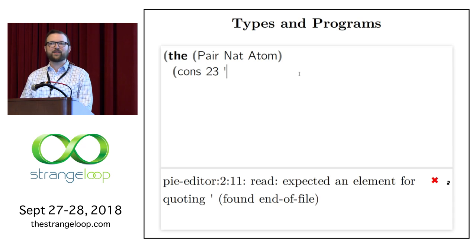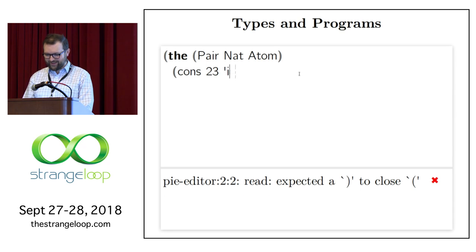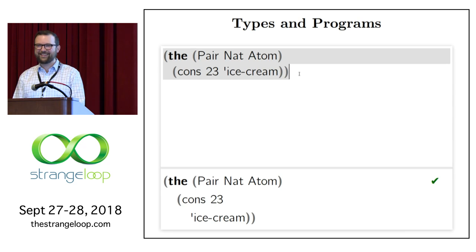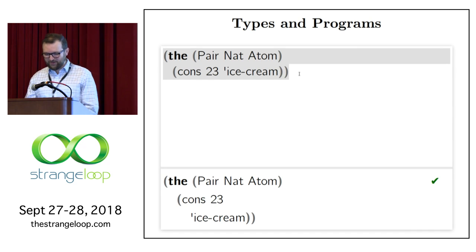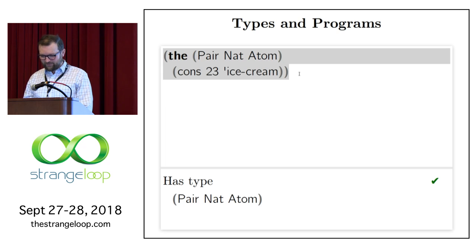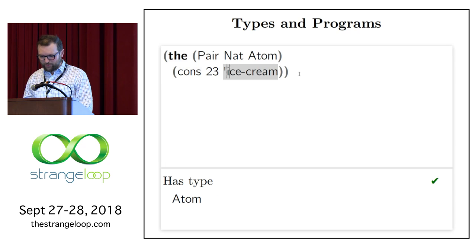So we can say cons 23, and I didn't come up with a list of food. What's your favorite food? Somebody tell me. Ice cream. Ice bread, what? That's not food. So then we get back the pair nat atom, cons 23 ice cream. Pretty tasty. 23 ice creams. Might get a stomachache, actually. How about we just say 2 ice creams?